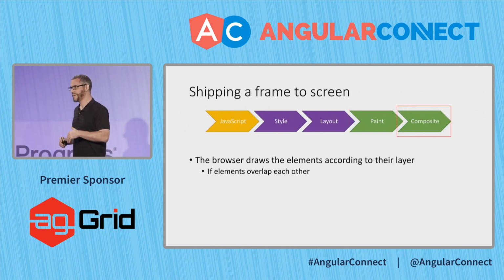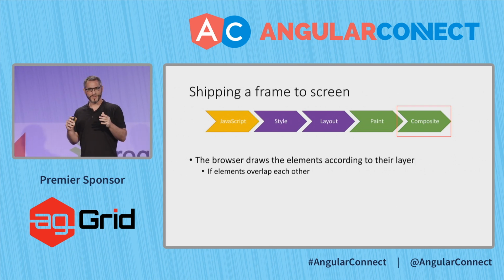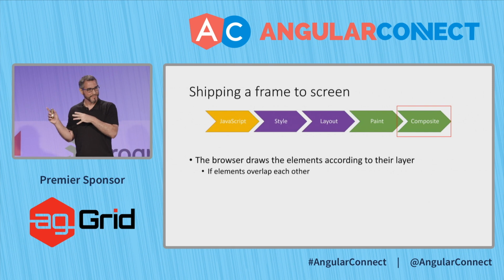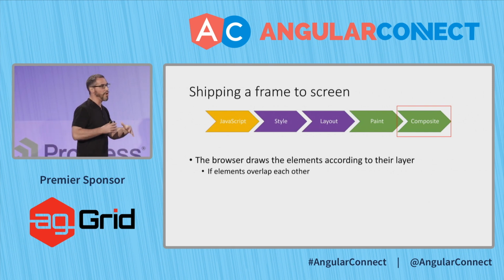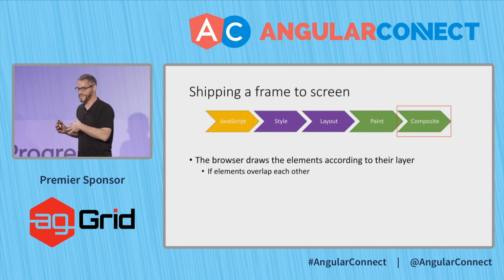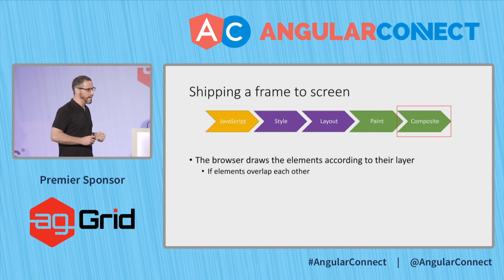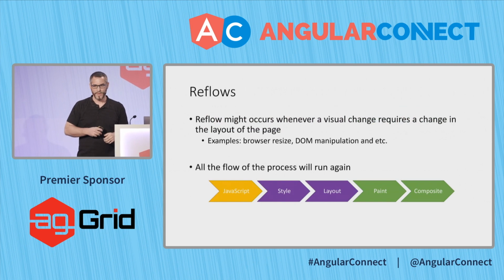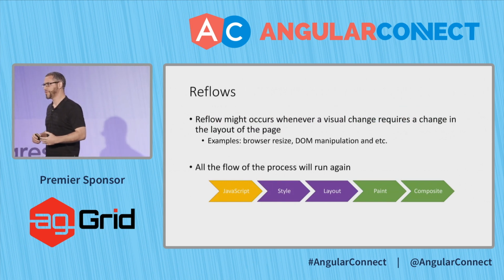The composite is the step that, you use z-index sometimes. So the browser needs to understand if there are overlapping elements and place one element on top of the other. Okay, this is the last step, and this is the whole pixel pipeline. Now, when we're talking about pixel pipeline, we're talking about reflows.